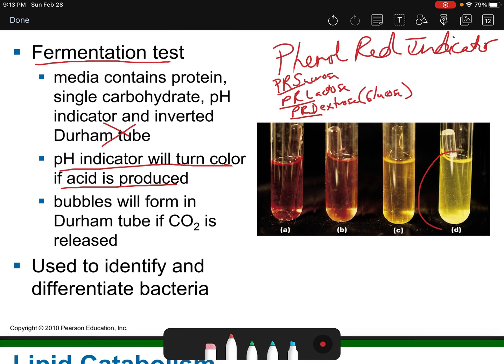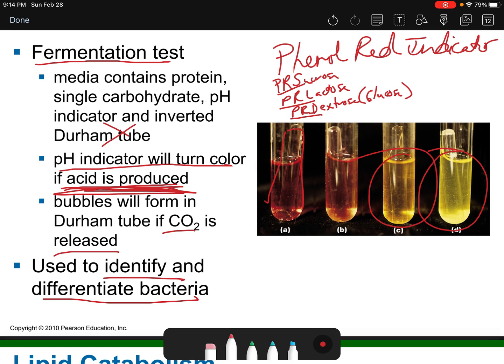But if they turn yellow, any shade of yellow, that means that lactic acid is produced that changes that phenol red to that yellowish or orangish yellow color. Okay? And if we would have inserted these little Durham tubes in here, if any gas was caught in there, so that air was trapped in there, that means that they release CO2 as well. So they produce lactic acid and carbon dioxide. So this helps you identify and differentiate bacteria.